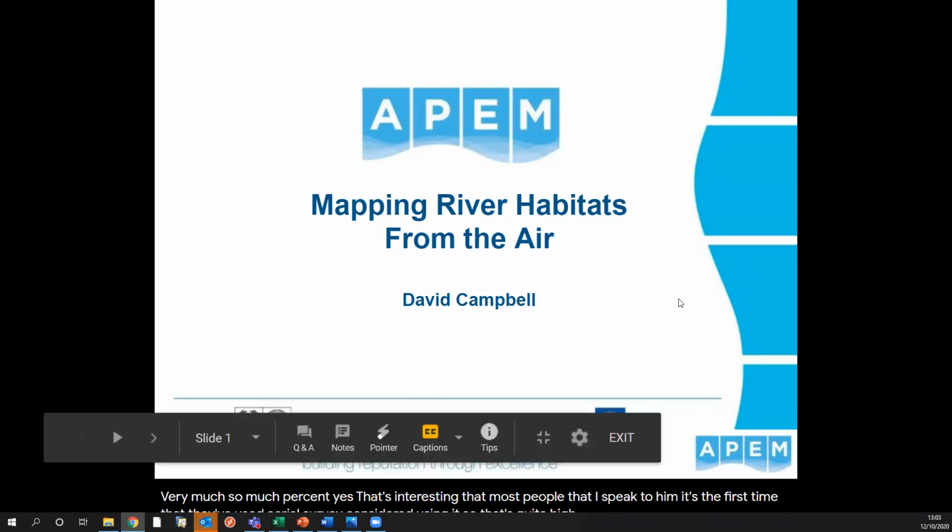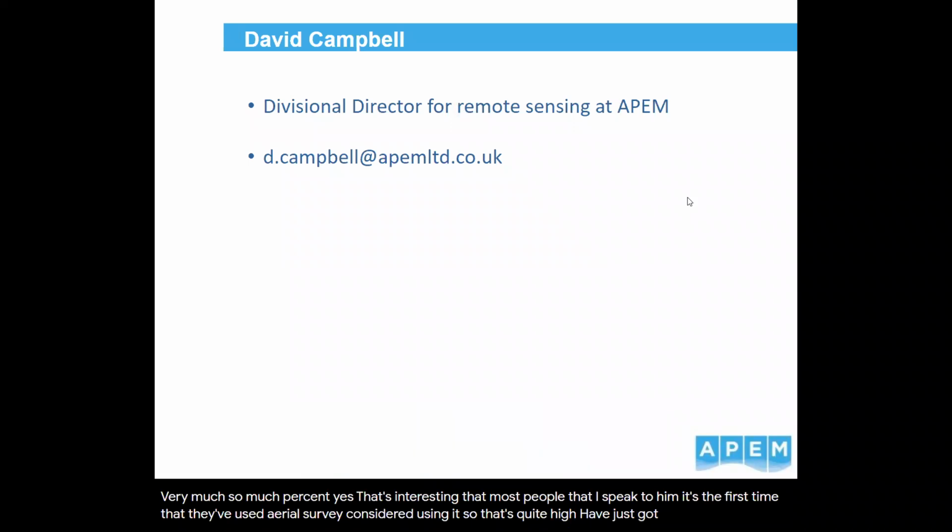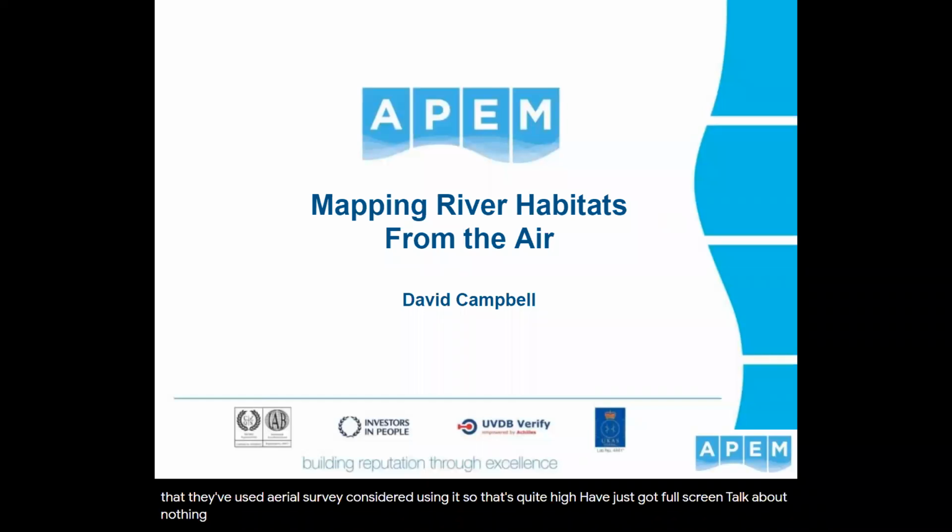I'm just making sure I've got full screen there. Okay. So thanks very much. So I'm going to talk about mapping river habitats from the air. So this is how it's possible to go about trying to map primarily fish habitat, but not exclusively, from aerial imaging.